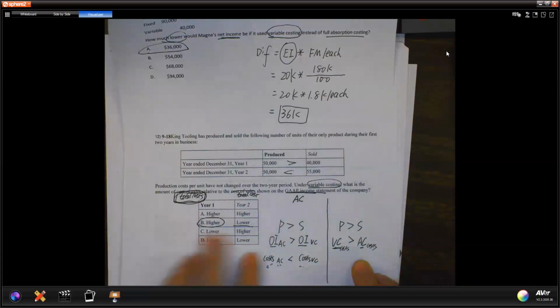So no matter which way you think, the indirect way or the direct way, when production is more than your sales, under absorption costing you didn't subtract all the fixed manufacturing costs. That's the reason you have a higher operating income. Variable costing subtracted all of the costs, so you will have a higher number of total costs.